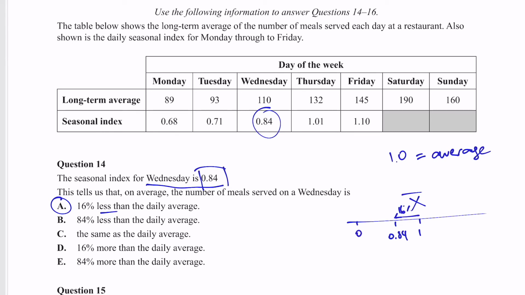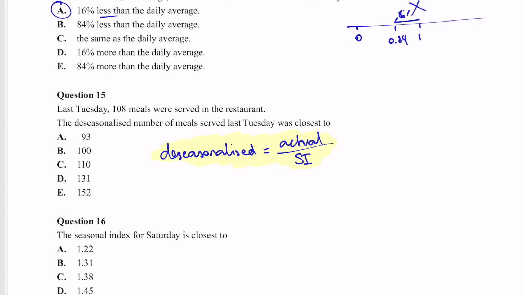So here's our 0. 16% below the daily average. So, for example, Friday here would be 10% above the daily average. So that's the same here on Wednesday. We did 100 minus 84, so 100% minus 84%, because this is what the seasonal index means. So the answer is A.